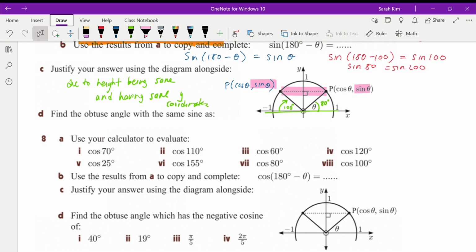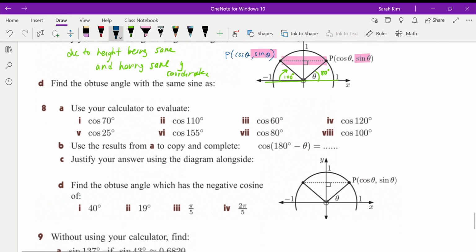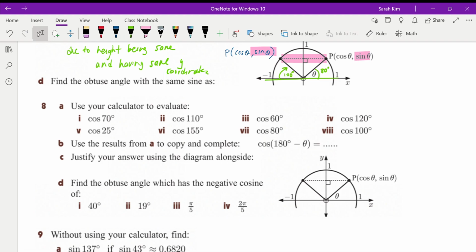Okay, so now question 8, let's have a look. It says use your calculator to evaluate, so I guess we're doing the same thing but for cos and seeing if we see any relationships. Okay, so you have kind of a relationship already. Let's see if it's going to be the same as the other ones. I am seeing some sort of relationship.